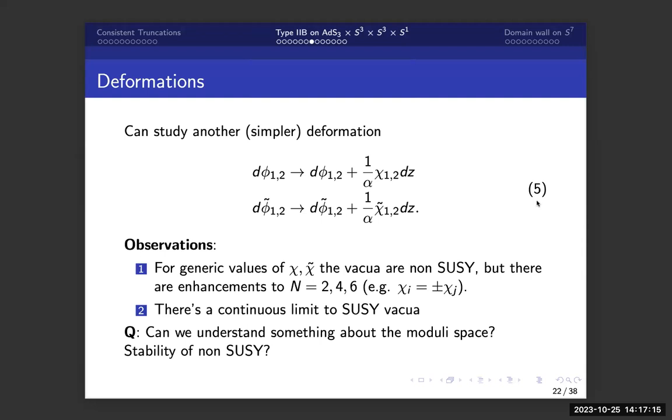Wait a minute, so how much of the spectrum can you control? You can compute the full spectrum in type 2B. So the full KK spectrum. The full KK spectrum, yes. I see. Okay. Oh, very good. Okay. And so this is in particular what I would do.